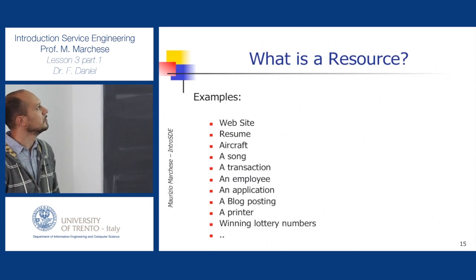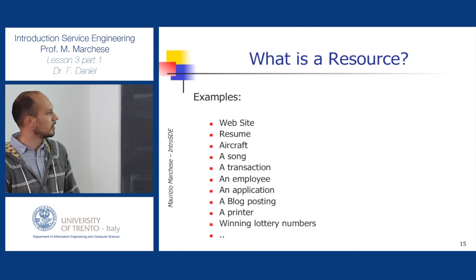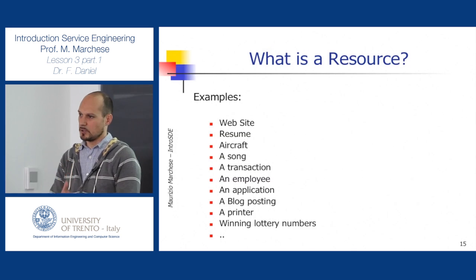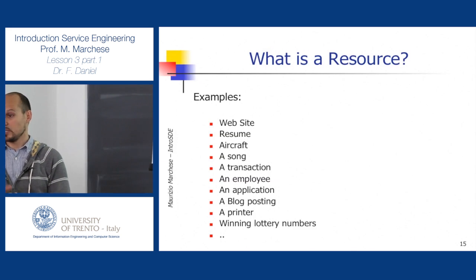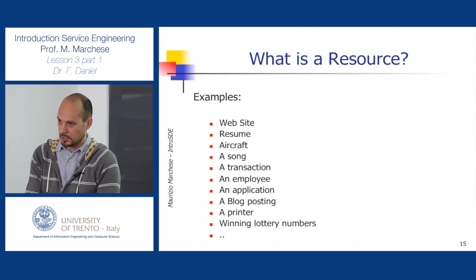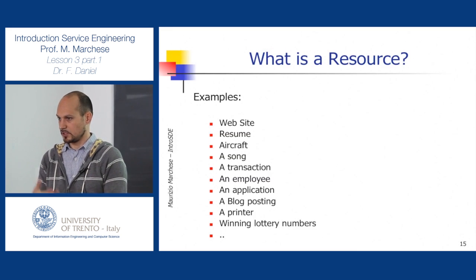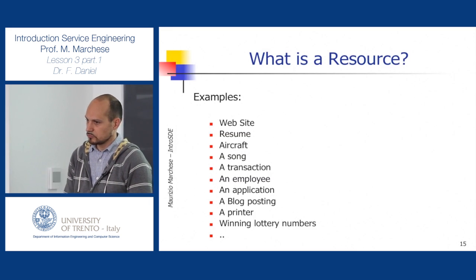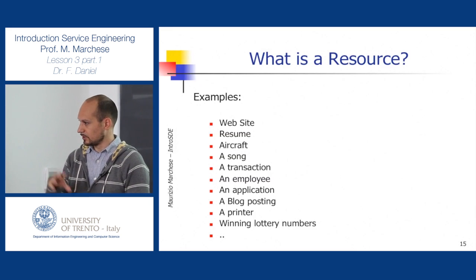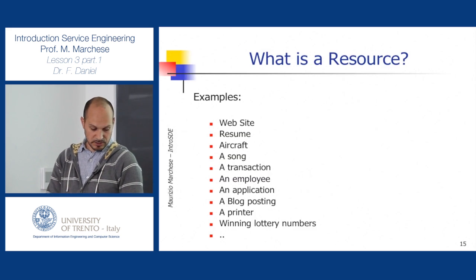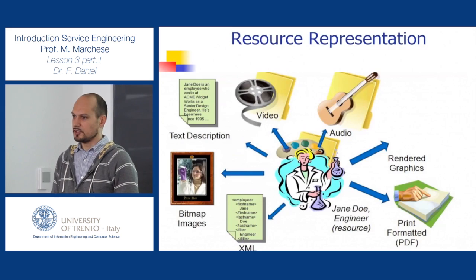Other examples: websites, resume, aircraft, songs, and so on. Also a song. If you think you have a web server with MP3 songs there, I can give you the real streaming of the song, of the MP3. I can give you a summary of the author. I can give you the lyrics of the song, and so on. This is what is called the different representations of the resource.